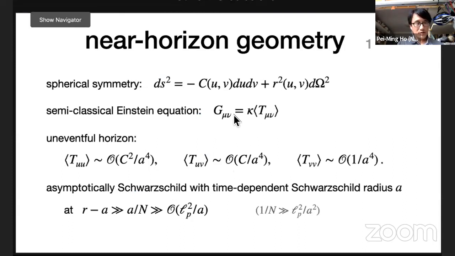But we will not assume that the Schwarzschild solution is a good approximation inside the near horizon region, but only well outside the neighborhood where the quantum correction could play an important role. So here I choose a parameter n, supposed to be a large number. I assume that when r minus a is much larger than a over n, the Schwarzschild approximation is a good approximation.